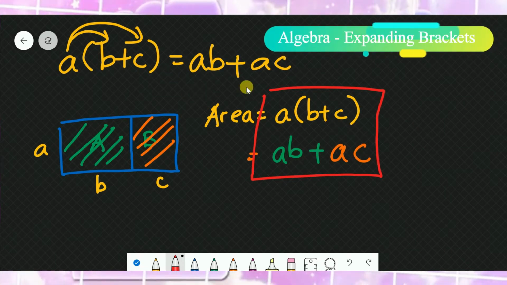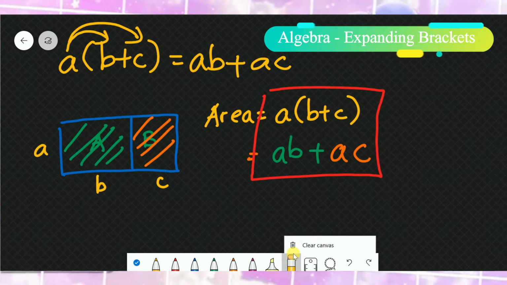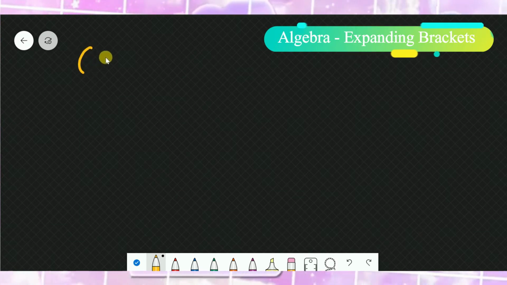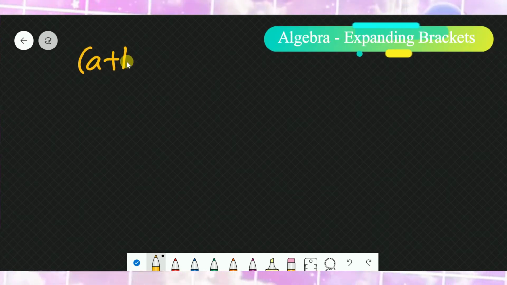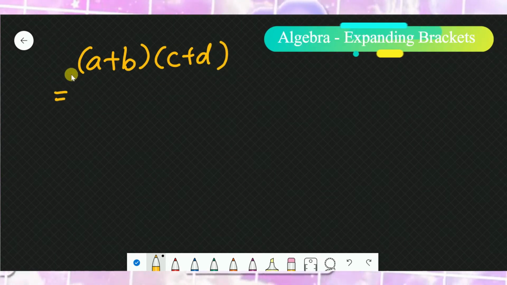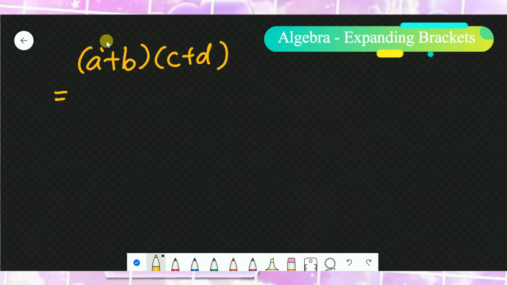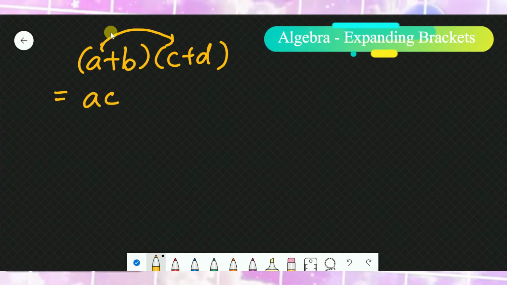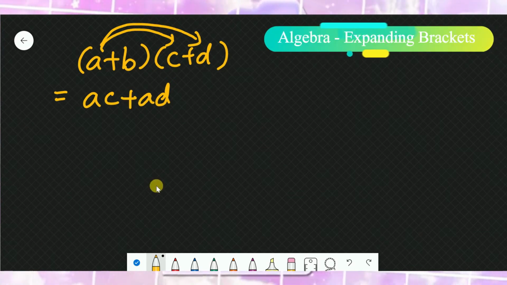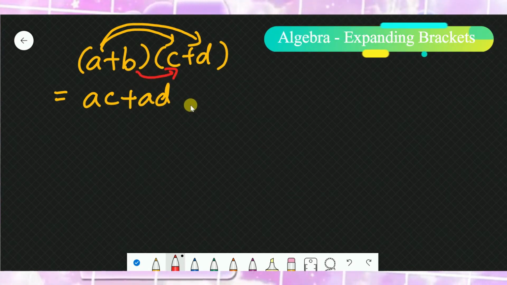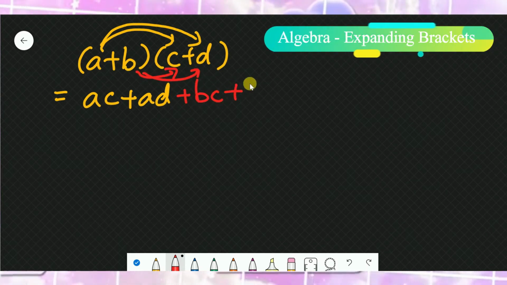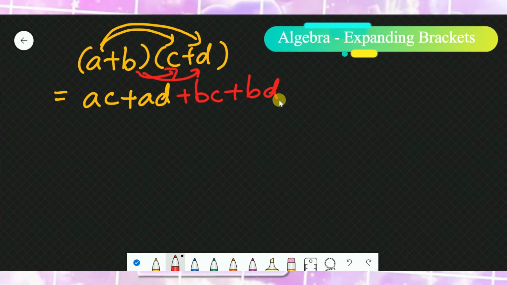Next one. Let's say this one, A plus B times with C plus D. Your school teacher will say, hey students, we need to do it this way. A times C is AC, and then A times D is AD. Here is plus, so we must write plus. At the bottom here, plus B times C will give you plus BC, and the last one, plus B times D is plus BD. This is the way your school teacher taught you.